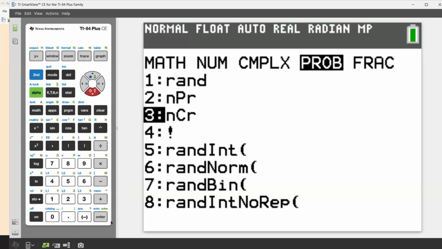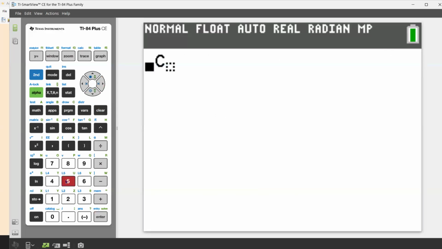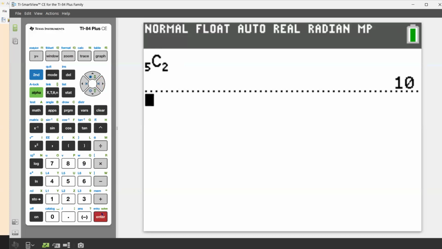That's a combination. So what that means is 5 choose 2. Put the bigger number on the left, smaller number on the right, press enter, and there's your 10. So we can actually do that with any sort of combinations. There's 10 ways to choose 2 things out of 5.